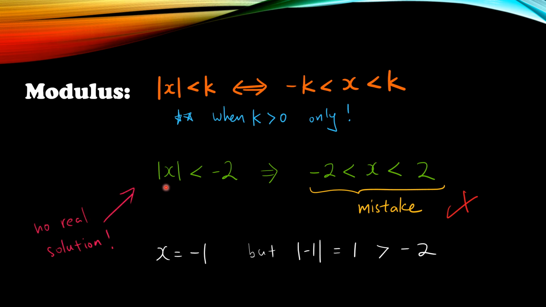In fact, this inequality does not have any solution, because when we take modulus, modulus of x has a value that is 0 or positive. So it will never be below -2. So one must be very careful when they memorize such formulas, and take note that the formula only works with the condition written in blue.